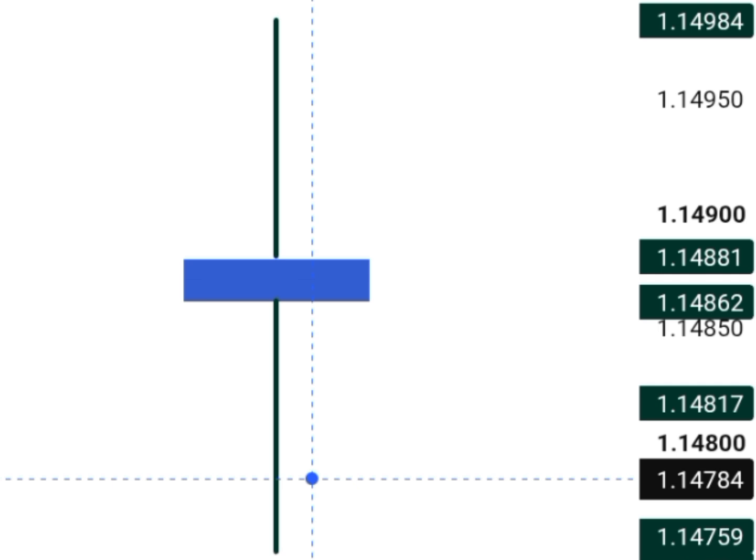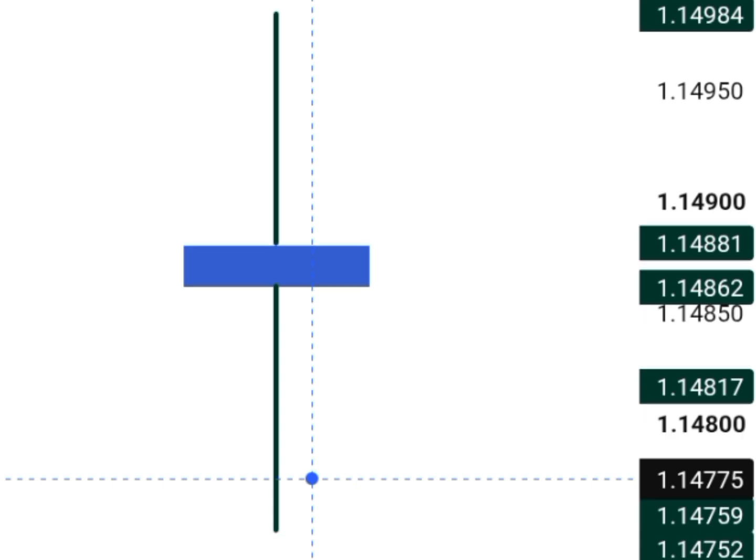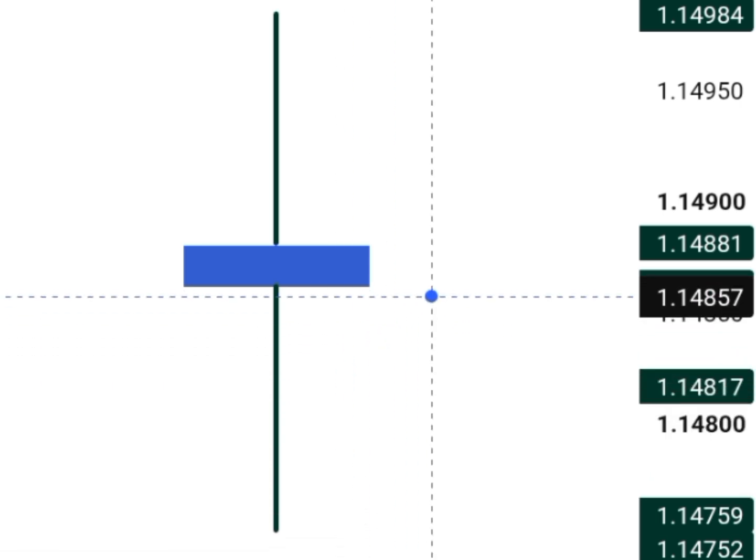Okay, so now let's do the important candlestick patterns. There are many patterns, but we'll do those that appear more frequently in the market than the others. So we start with the first one. The first candlestick pattern is called the doji. The doji looks like this.